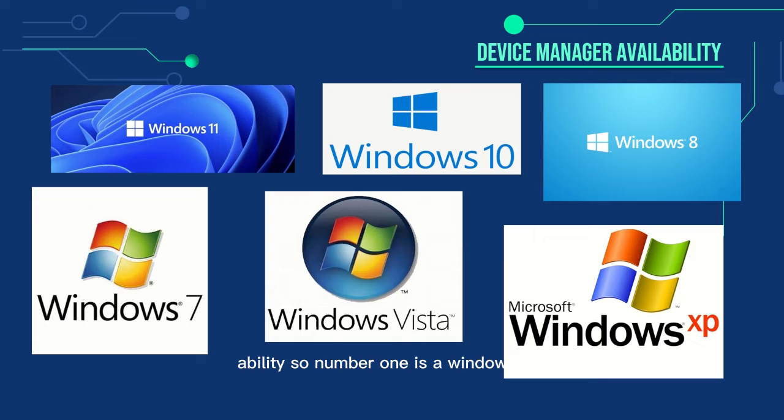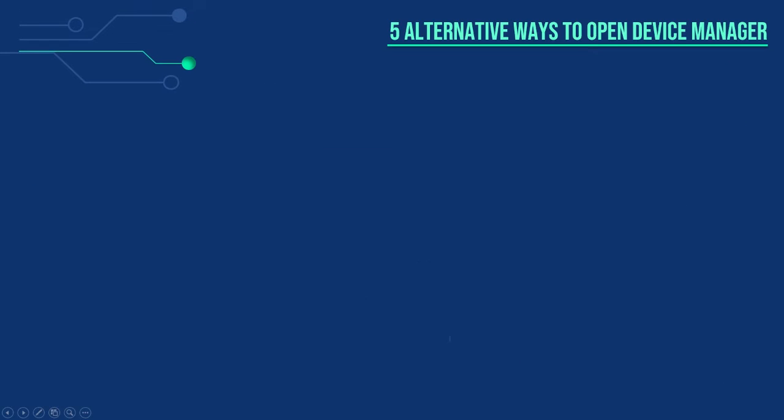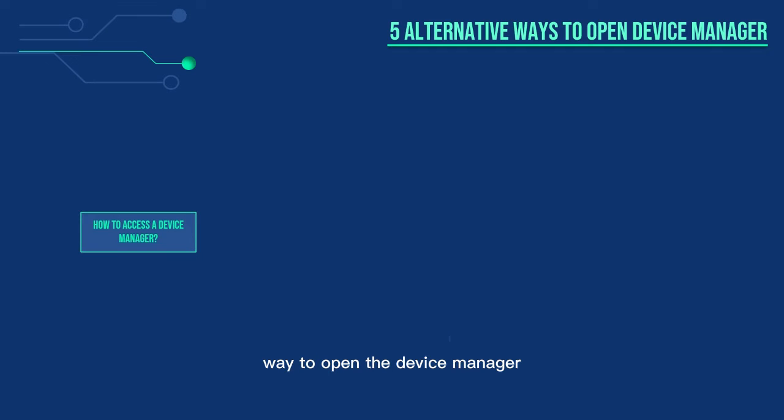So number one is Windows 11, and then Windows 10, Windows 8, Windows 7, Windows Vista, and the last one is Windows XP. So there are five alternative ways to open the Device Manager.